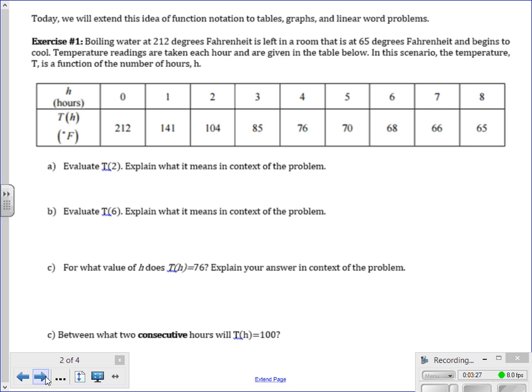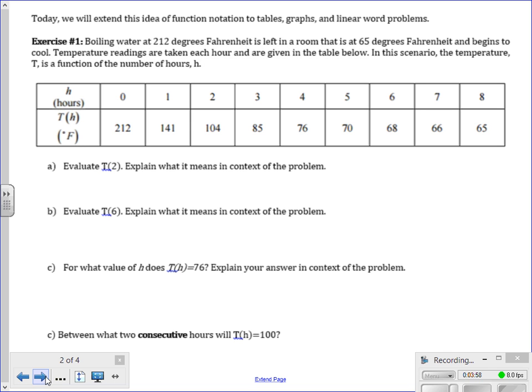Okay, so in example 1, it says boiling water at 212 degrees Fahrenheit is left in the room at 65 degrees Fahrenheit, and it begins to cool. So we take a tub of boiling water, put it into a room that's room temperature. Temperature readings are taken each hour and given in the table below. In this scenario, the temperature T is a function of the number of hours that the water has been sitting in the room. So part A, it says evaluate T of 2.